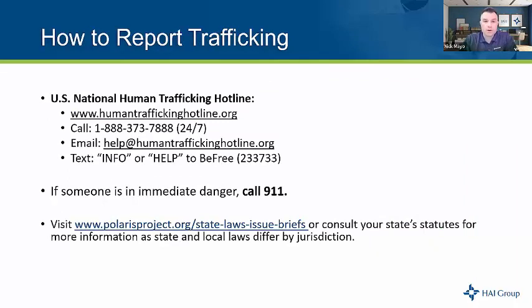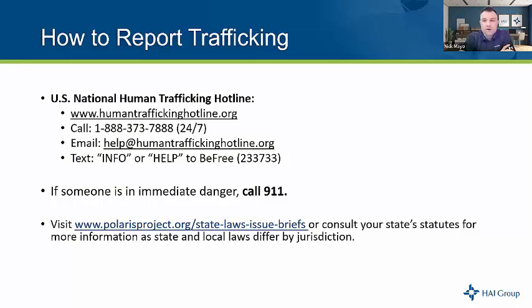So how can you report trafficking as an organization? The information that's up on the screen is the information for the U.S. National Human Trafficking Hotline. The website is www.humantraffickinghotline.org. The number is on the screen, 888-373-7888, and you can access that number. Someone will answer 24/7, 365. The email address is help@humantraffickinghotline.org, or even a text such as info or help to BeFree, which is 233-733.